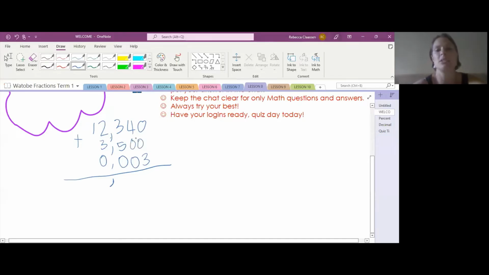Okay. And then it just means that all of our numbers are nicely in line and we can do our adding. Okay. So 0 plus 0 plus 3 is 3, like Mbali said. 4 and nothing is 4. 3 and 5 is 8. 2 and 3 is 5. And 1 and nothing is 1. And we end up with 15,843.